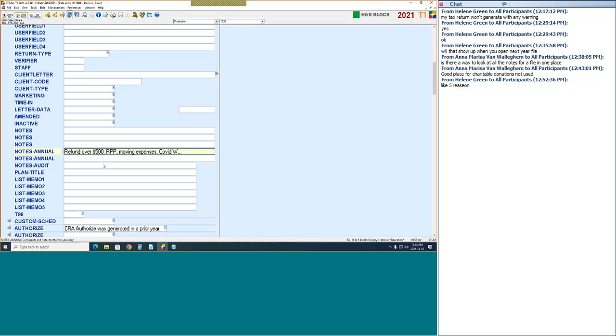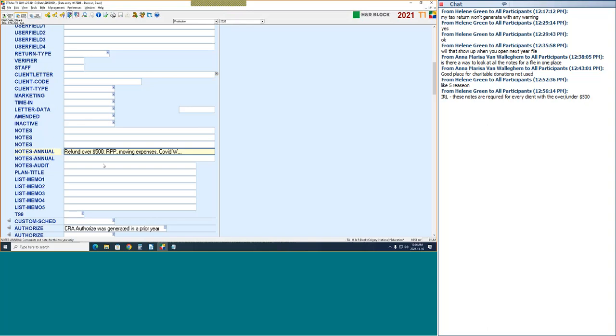Or if I'm trying to process a very large refund for a client, I'm going to have to jump through some hoops to get that refund check cut for them. So then I'm going to have Block Signal calling me and saying, we're going to authorize you to do this, but you'd better be able to explain your return. I like to have that all in one place as well. So notes annual, don't put it on regular notes because then it'll be carried forward. We'll have to keep deleting it.